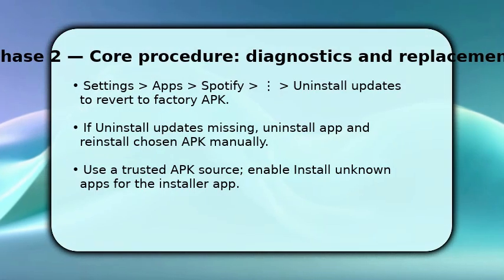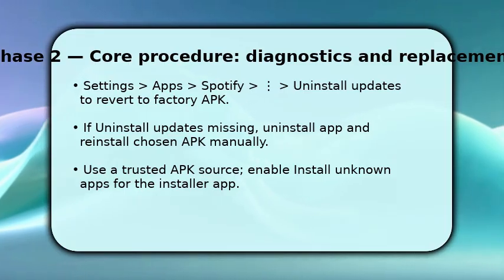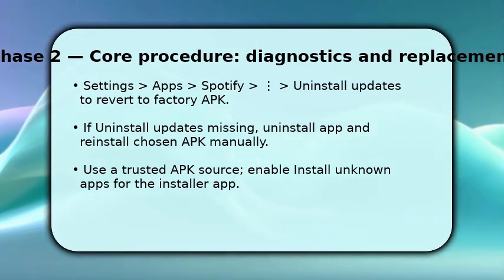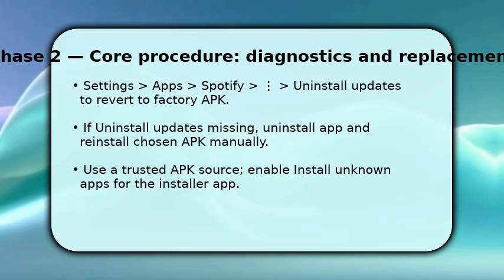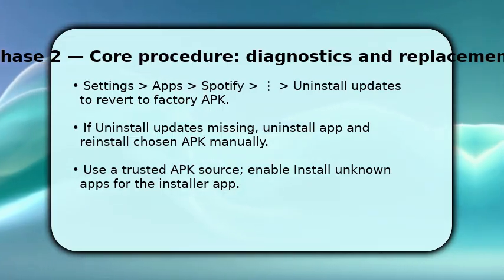Now remove the update. Tap the three-dot menu on Spotify's app page and choose Uninstall Updates. This restores the original factory app version and clears the new code.